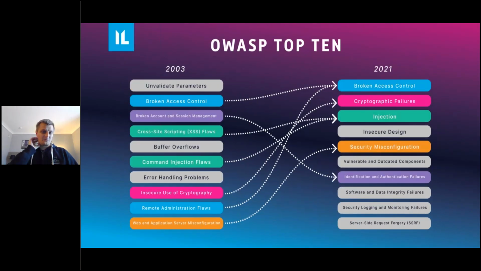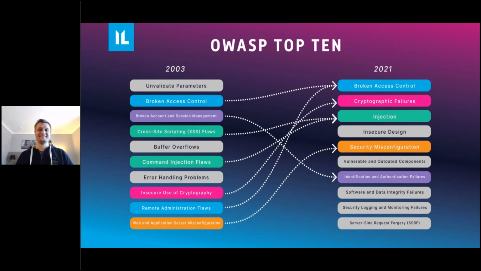This, however, was a bit of a disappointing thing to see. So this is the comparison between the 2003 list and the current list. And the 2003 list is the very first list that was published. And if you look at that, 7 of the top 10 from the 2003 list can be applied in some shape or form to the 2021 list. So 70% are still issues today.